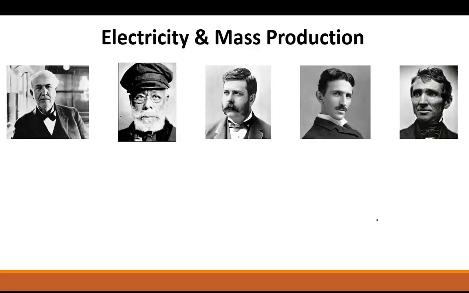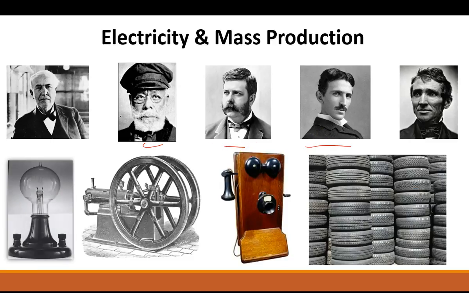What we have here is not all of them, but quite a few people who were heavily involved in that second industrial revolution. Some of you may recognize them, some not. You've got Thomas Edison, Elijah McCoy, Nikola Tesla, Westinghouse, and some of the things that were developed: the light bulb, the internal combustion engine, telegraphs and telephones, which were developed by Alexander Graham Bell, and then Goodyear, as well as the vulcanization of rubber. So a lot of things were developed during the second industrial revolution.